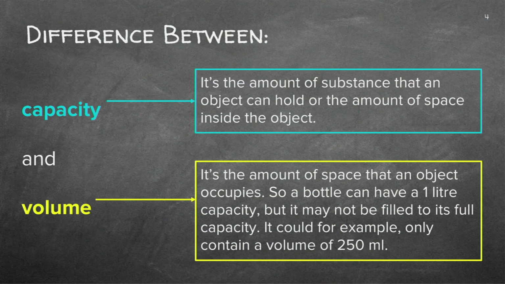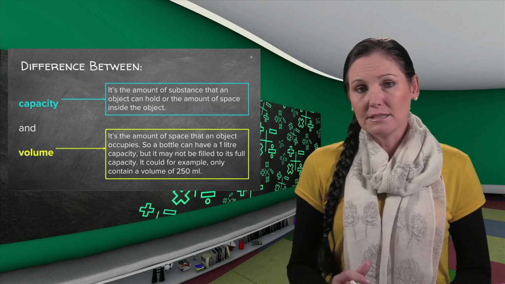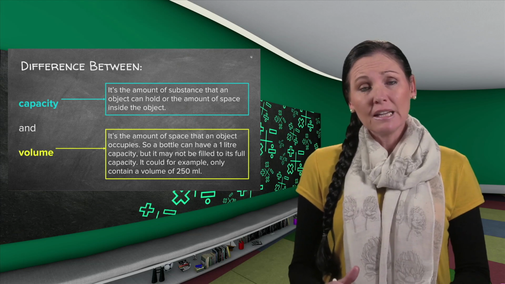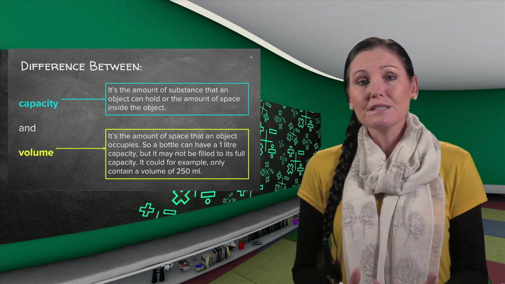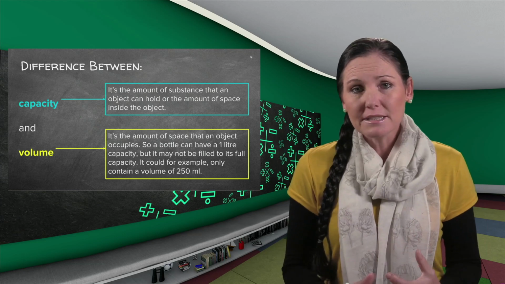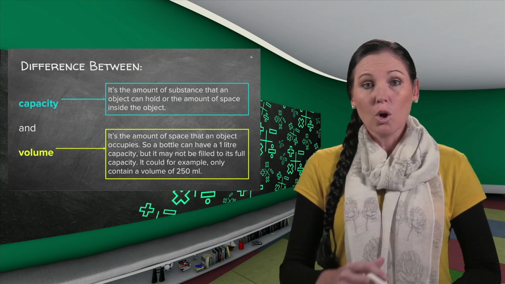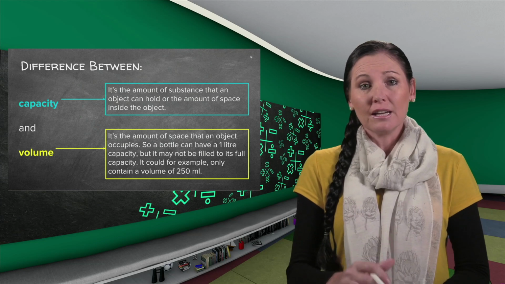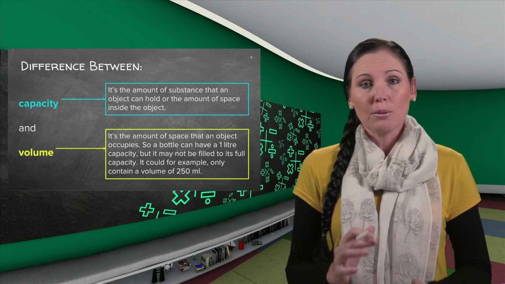Capacity. It's the amount of substance that an object can hold or the amount of space inside the object. So say I give you a 2-liter bottle of cool drink. What is the capacity of the bottle? It's 2 liters. Even if I drink 250 milliliters of the cool drink, it will still be 2 liters. So capacity is the meaning of how much a bottle or a container or jug can always hold, what's the space inside of it? Even if I fill it up or it's empty, it will always be a 2-liter cool drink bottle.